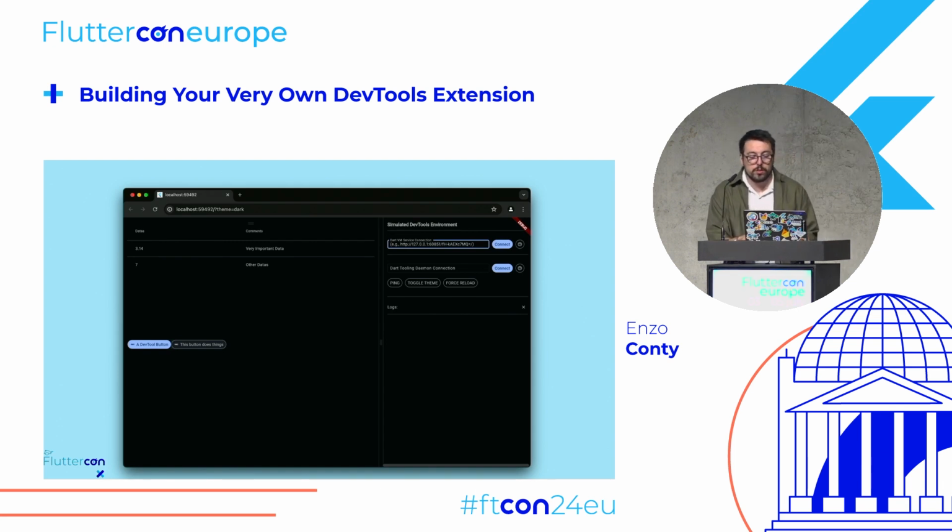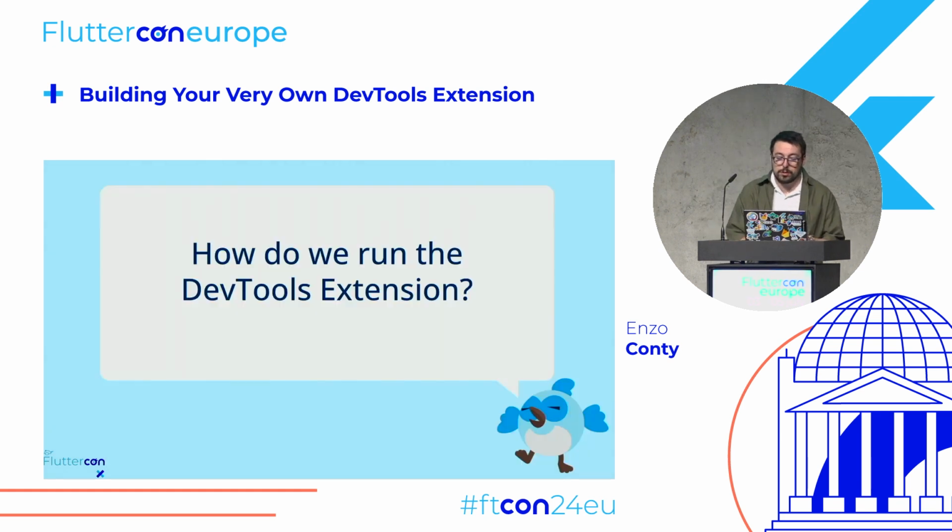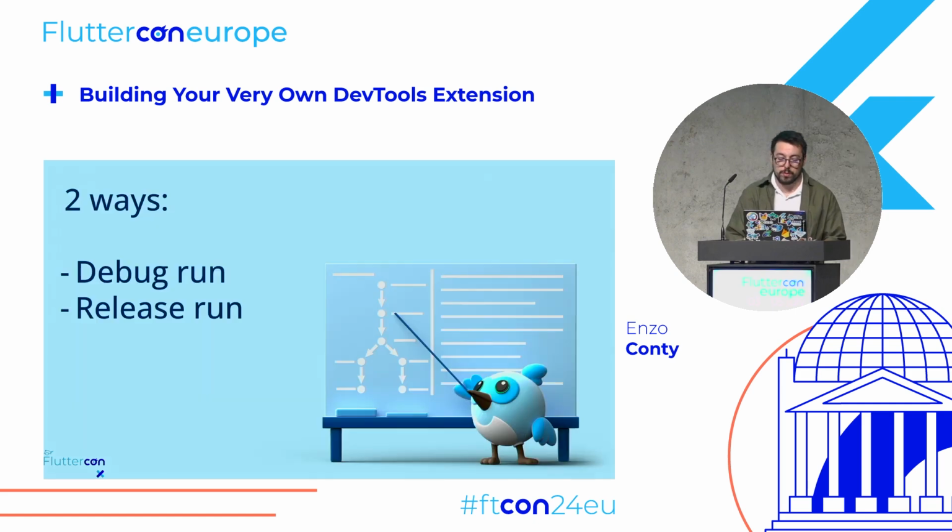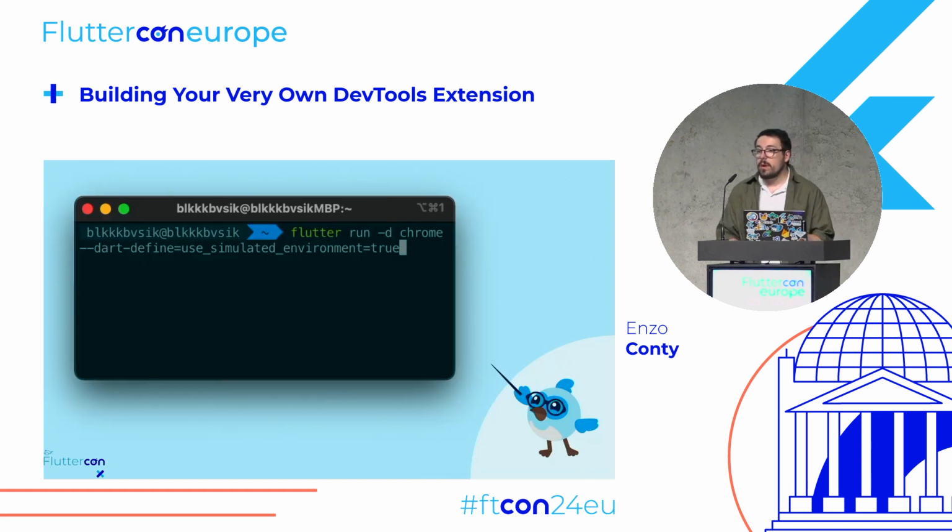So how do we run the DevTools extension? It's actually quite simple, but there are two different ways to do it. We have the debug run and the release run. Let's speak about the debug run first. As I said, right now you have this web project that is building your extension, and what you want to do is define some variable so you can run it in a simulated environment for the DevTools.